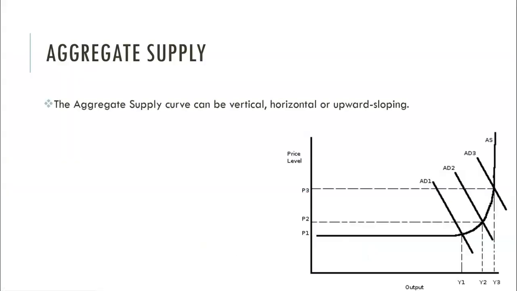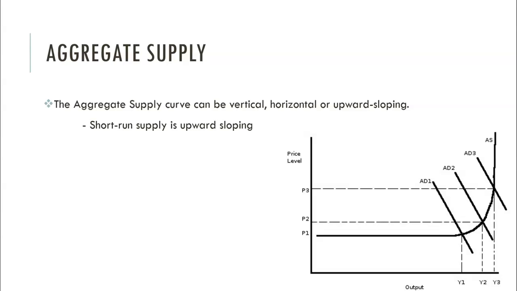The aggregate supply curve can be vertical, horizontal, or upward sloping. In our graph here, it starts out with a horizontal aggregate supply curve, then it begins to slope upward, and then finally we get this vertical portion of our aggregate supply curve. Each different section here represents a different time frame or time period or something different going on in our economy.